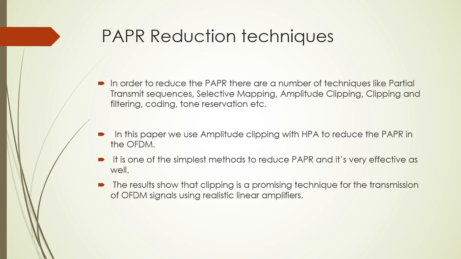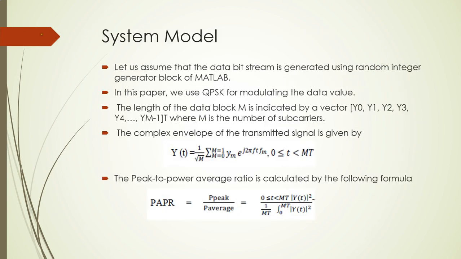So these are some of the PAPR reduction techniques. In order to reduce PAPR, there are a number of techniques like partial transmit sequences, selective mapping, amplitude clipping, clipping and filtering, coding, tone reservation, etc. In this paper, we use amplitude clipping with high power amplifier to reduce the PAPR in the OFDM. It is one of the simplest methods to reduce PAPR and it's very effective as well. The results show that clipping is a promising technique for the transmission of OFDM signals using realistic linear amplifiers.